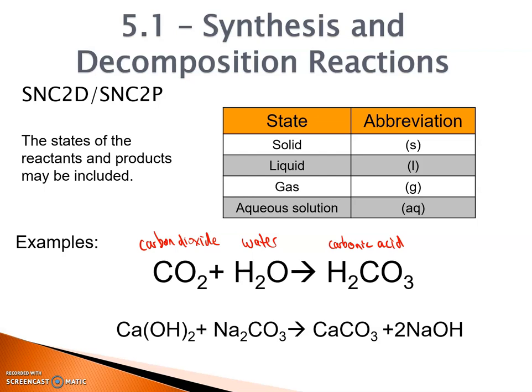So what you have in this situation is you have carbon dioxide and water coming together, so we'll find out they're synthesizing to become carbonic acid. The second equation that we have up there is something that we're familiar with probably from a lab we've done, and that is calcium hydroxide.